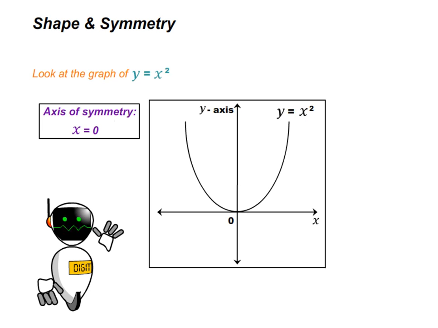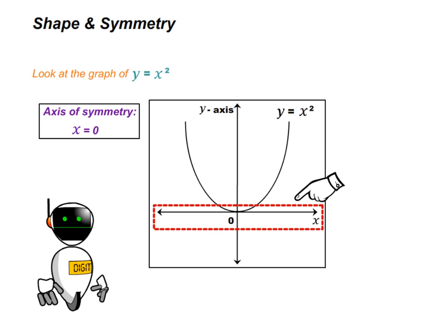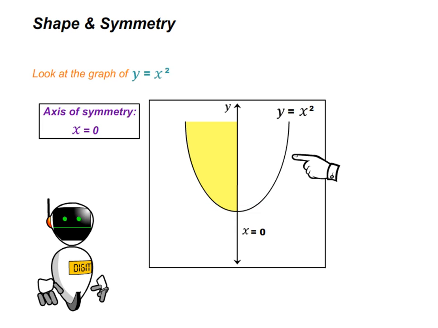Why do you call the line the axis of symmetry? Look at the graph. Let us remove the x-axis to help you understand better. The two sides of a graph are like mirror images of each other. This shaded part is symmetrical to the unshaded part. The axis of symmetry is this line. This axis of symmetry is at x is equal to 0.